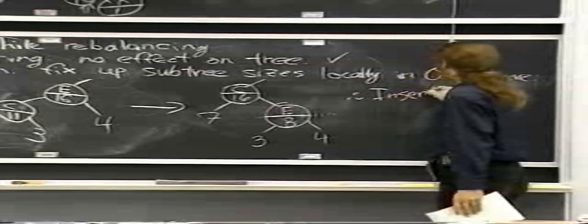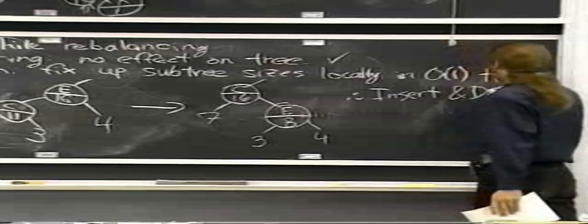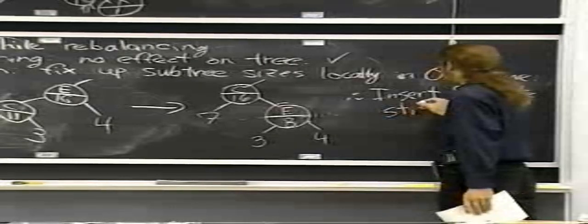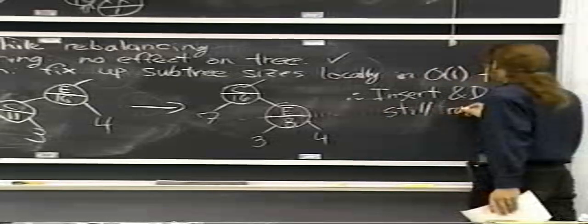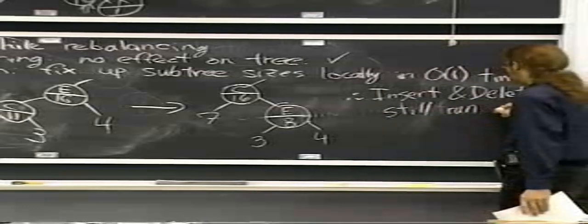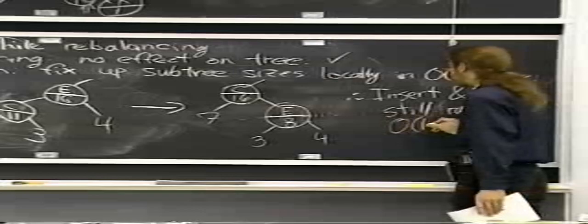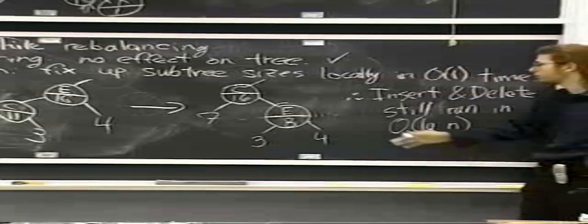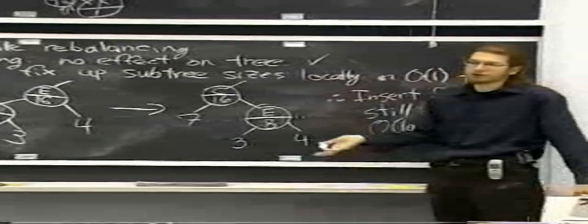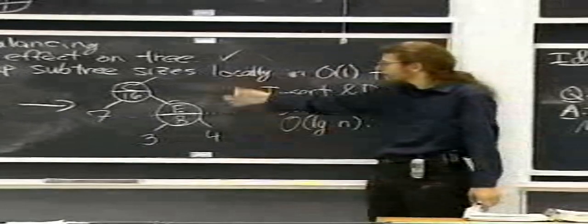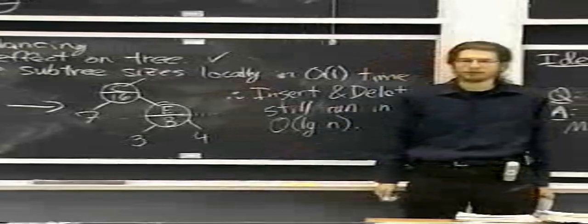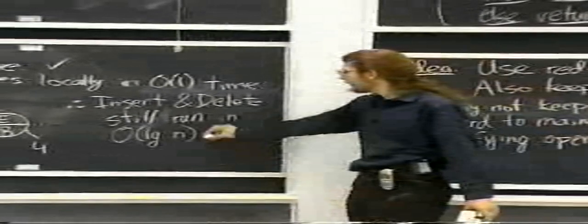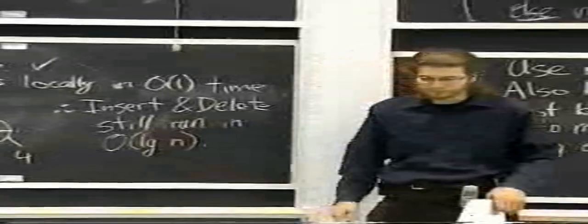They're still logarithmic time. Okay, with red-black trees, they were logarithmic. And now I claim that I can maintain these subtree sizes and not make insertions and deletions take any longer. They still run in logarithmic time because each time I do a rotation, which costs constant time anyway, I spend another constant amount of time fixing up the subtree sizes. Okay, so I'm only increasing the constant in the running time.